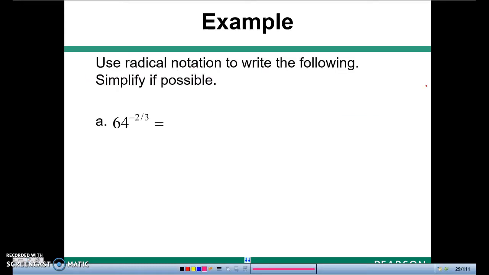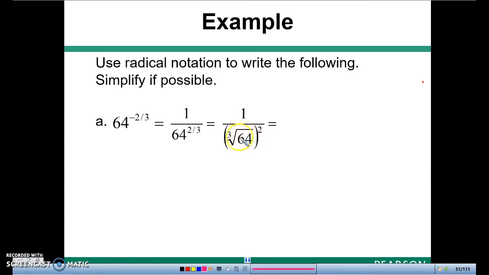Use radical notation to rewrite the following, simplify if possible. Okay, first of all, we have to get rid of a negative exponent. We do that by putting the whole thing under 1. Now, let's see if we can simplify this rational exponent, change it to radical notation form. My index is 3, so it's the cube root of 64 raised to the second power.